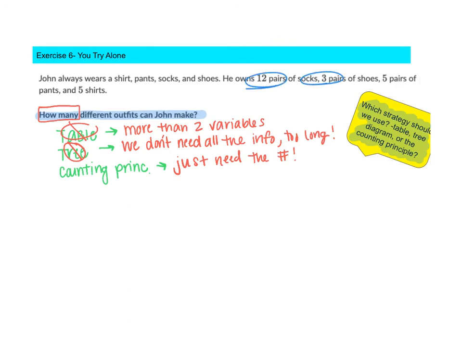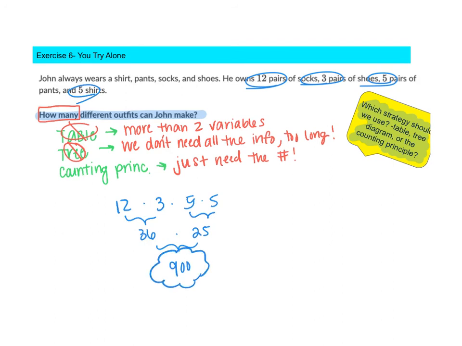Okay, so if we're just needing the number, we are going to just multiply our variables together. 12 times 3 times 5 times 5. Okay, 12 times 3 is 36. 5 times 5 is 25. 36 times 25 in my calculator. Remember, order doesn't matter, so if you did it a different way, you will get the exact same answer if your math is correct. We get 900. So there are 900 different options for this situation, okay? Hopefully you got that correct. Hopefully you feel confident with this stuff, and hopefully you can identify which table is good to use and where.